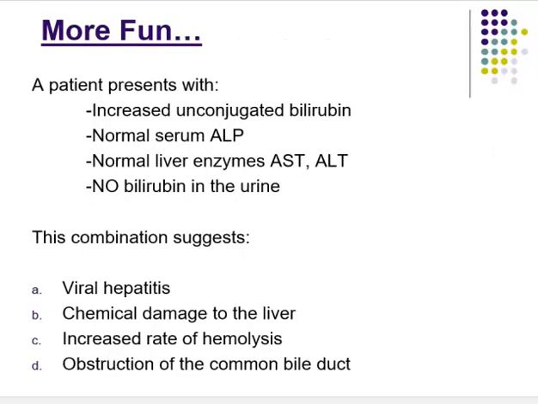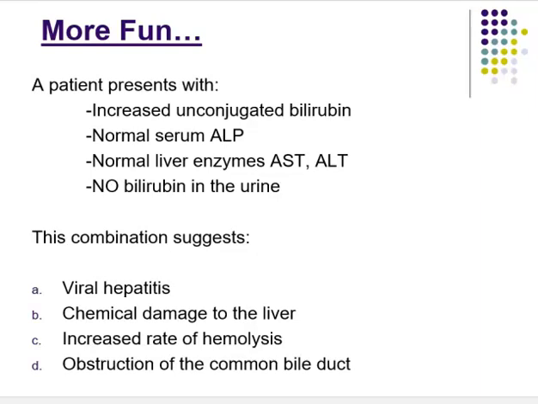Okay, this is our last scenario for this part of the lecture. A patient presents with increased unconjugated bilirubin, a normal serum ALP, normal liver enzymes of AST and ALT, and no bilirubin in the urine. Okay, so with those lab results, what is the condition?